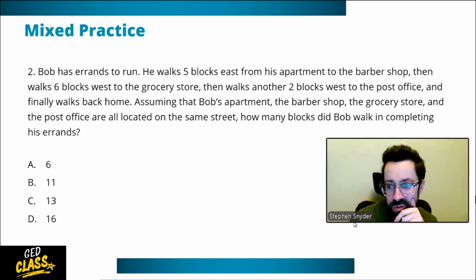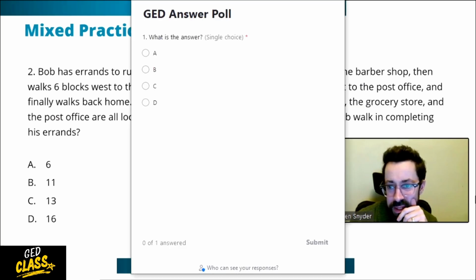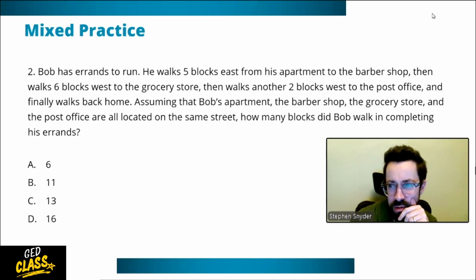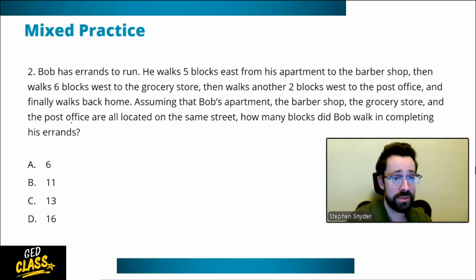And one thing I like to do with these is I do kind of like to draw them as I go, because I'm so visual. I really like to draw this stuff as I'm reading. They're talking about directions and stuff like that. Yeah. So Bob has errands to run.